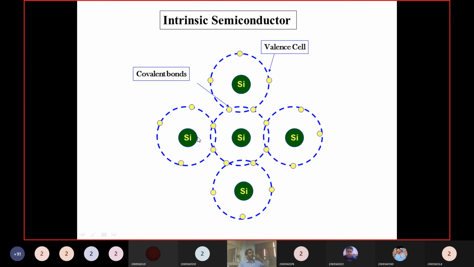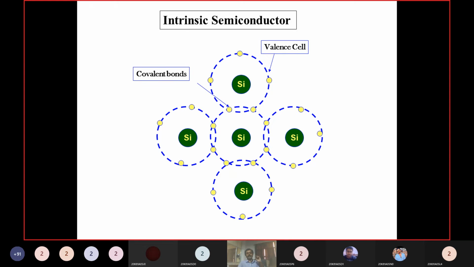Every element tries to get stability. Stability of an atom means that if they fulfill their outermost shell, they become stable. Either they try to lose electrons or they try to absorb electrons. That is why they try to bond with the surrounding atoms.